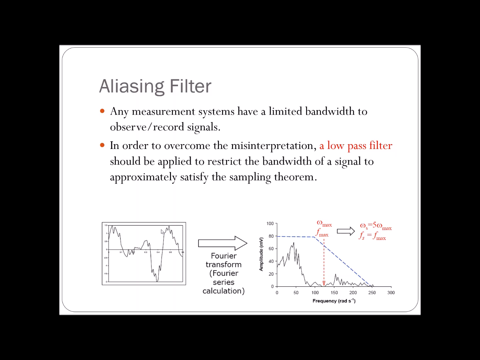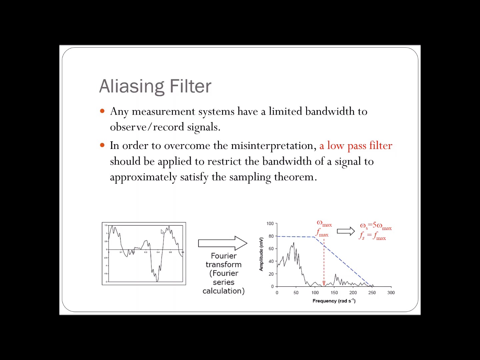The next question is then, how do we avoid the aliasing effect? We will discuss this in more detail in the next video when we talk about filtration. But in short, when you are recording a signal, you put a filter to get rid of any possible signal that has a frequency much higher than your sampling frequency.